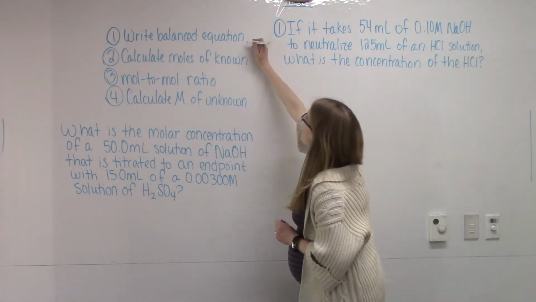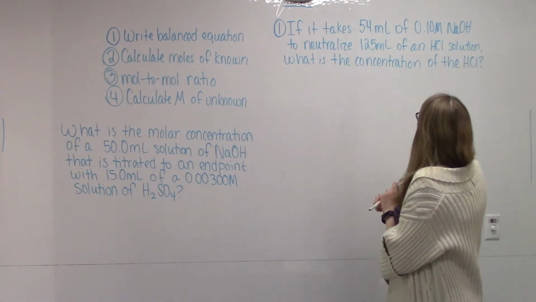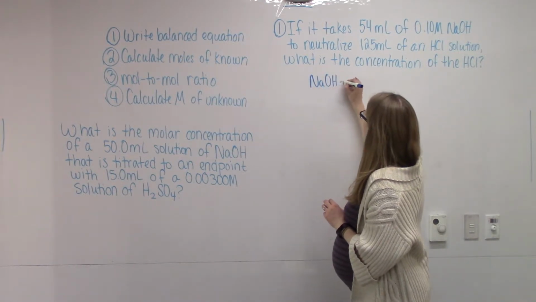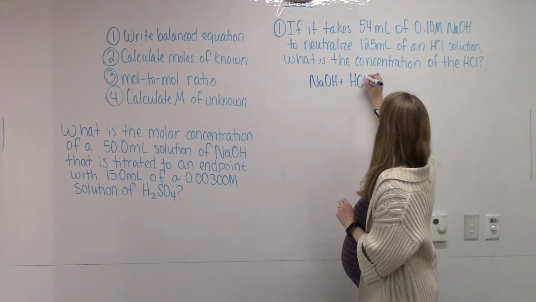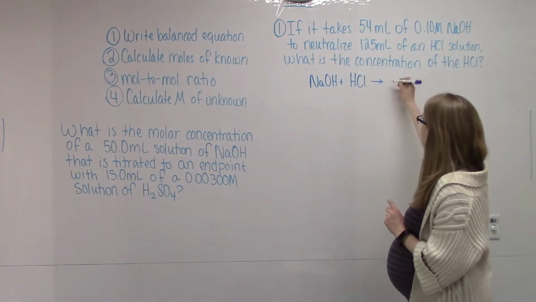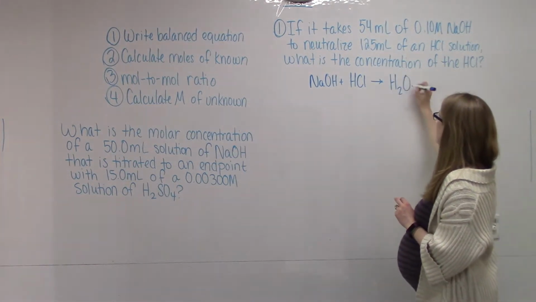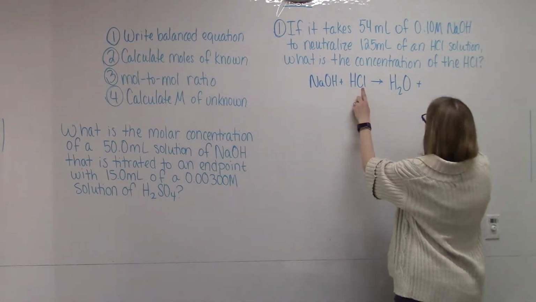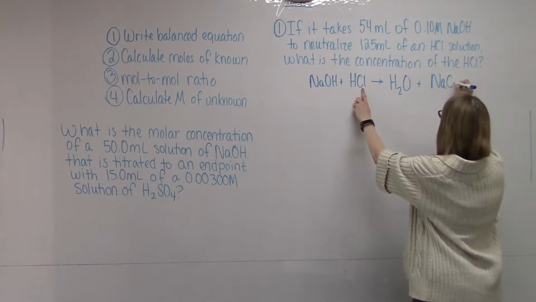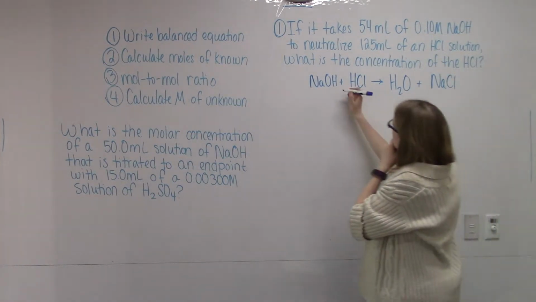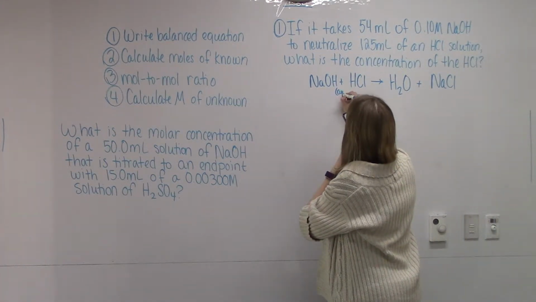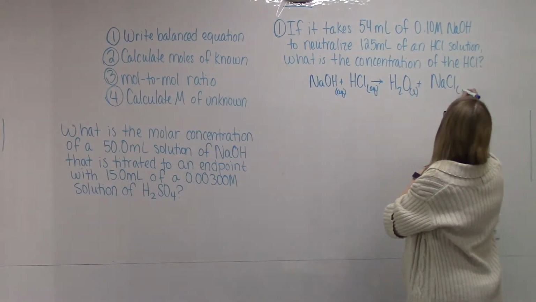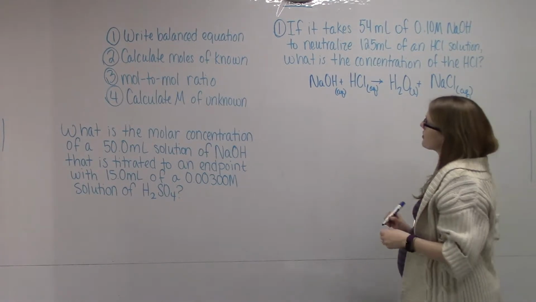Step 1, write the balanced equation. So we add NaOH plus HCl. We always get water and salt. Na plus, Cl minus. So that is a 1-to-1 ratio there. Don't forget your little states of matter. Aqueous, aqueous, liquid, aqueous. Make sure your reaction's balanced.